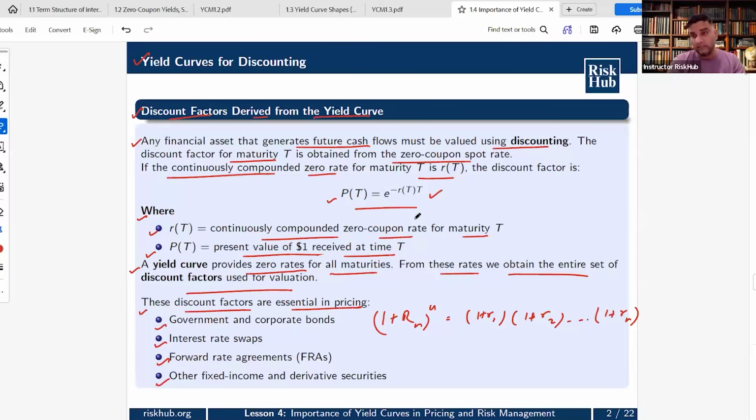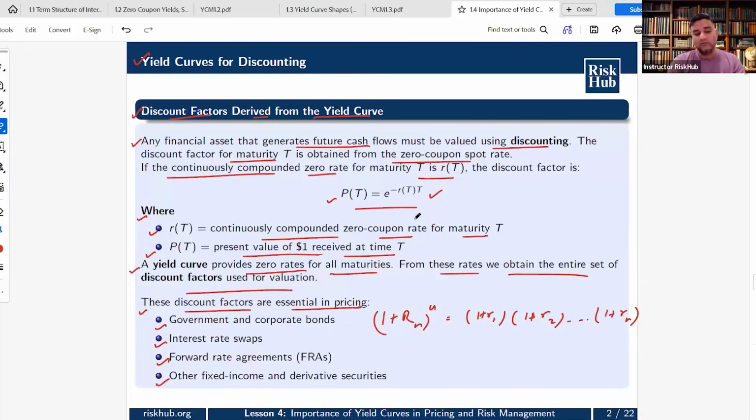So we read it as P(T) equals exponential raised to the power of minus R(T) times T, right? Note the structure: the yield curve supplies R(T) for every maturity. Applying the formula at each maturity converts the whole rate curve into a whole set of discount factors. The slide lists what these factors price: government and corporate bonds, interest rate swaps, forward rate agreements, and other fixed income and derivative securities. One clarification I'll add here is that the formula as written prices default-free cash flows.